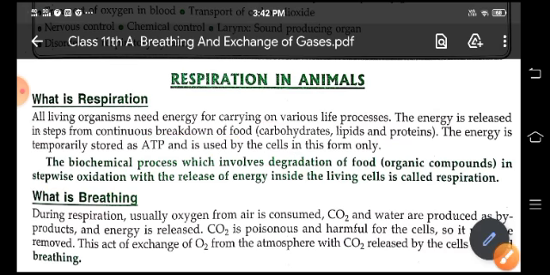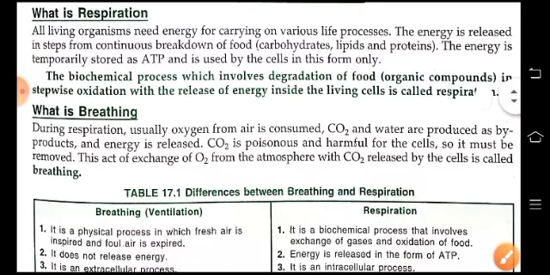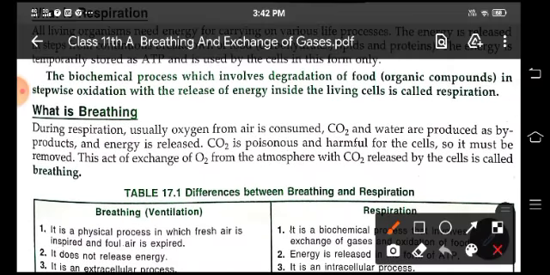Now, what is breathing? Children, you know that during respiration, we take atmospheric air which contains oxygen and we consume this oxygen in our body. As a result, carbon dioxide and water are produced as byproducts. This carbon dioxide, which is poisonous and harmful for the cell, is removed from the body. So the act of exchange of oxygen from the atmosphere with the carbon dioxide released by the cell is called breathing.